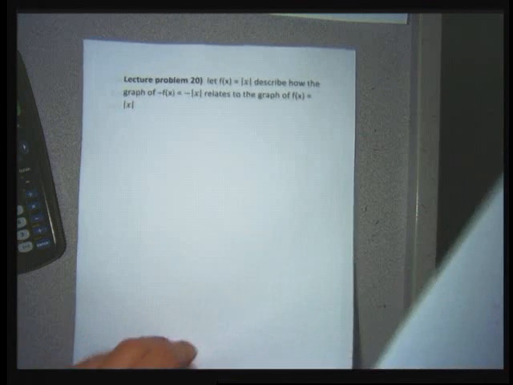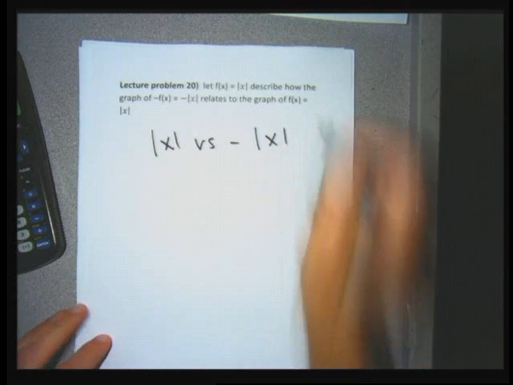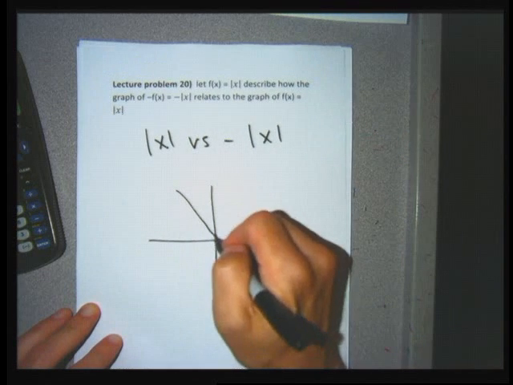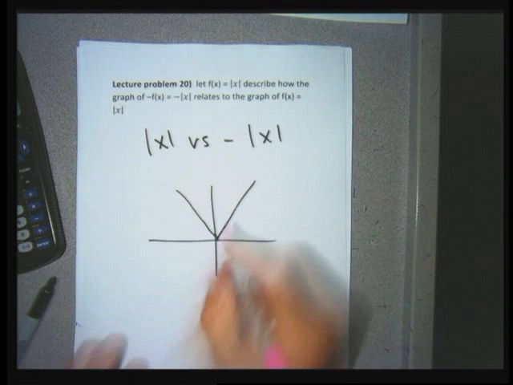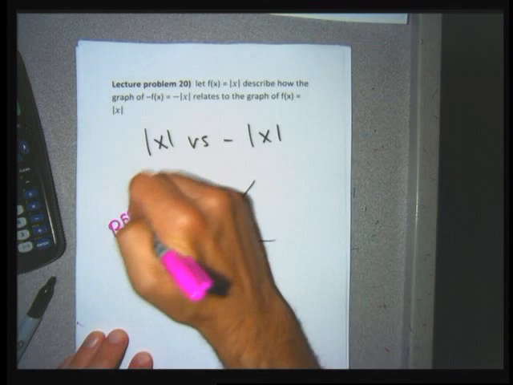Problem 20 is going to do the same thing. It wants me to compare the absolute value of x versus the negative absolute value of x. I know the absolute value of x looks like that. Putting a negative in front of a function flips it over the x-axis. This is going to be the new graph.